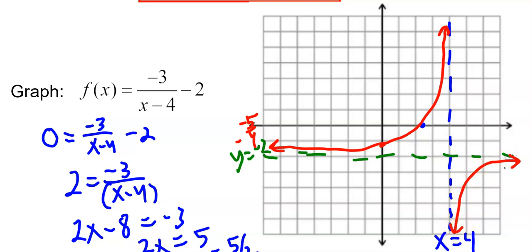I'm not worried about individual points, I just want the behavior right. I like to get the intercepts correct. The asymptotes have to be labeled with an equation and dotted and drawn there. And that's a really nice graph.